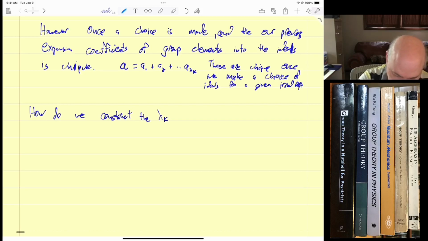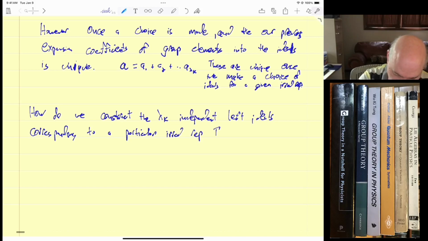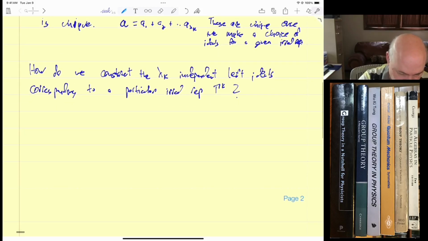the lambda k independent left ideals corresponding to a particular irreducible rep gamma k. And what Schensted does is she states the answer and then proves and verifies the result. So I'm just going to give the one answer. So let's just say A, and it's defined by rho k C prime is equal to the sum from j equal 1 to n of gamma k A j. So we're summing over the group elements.